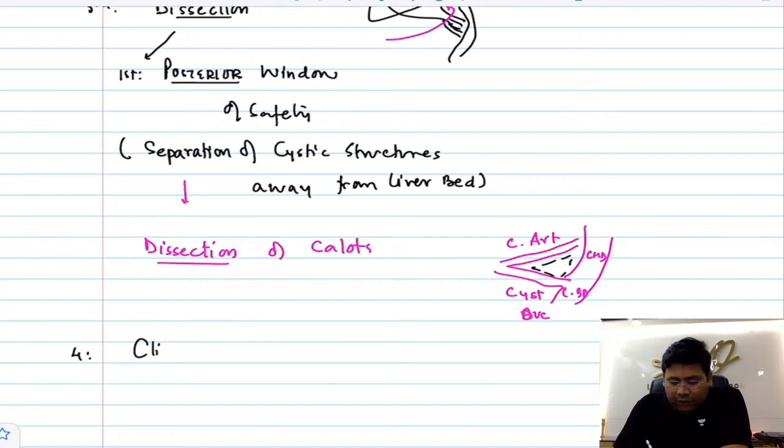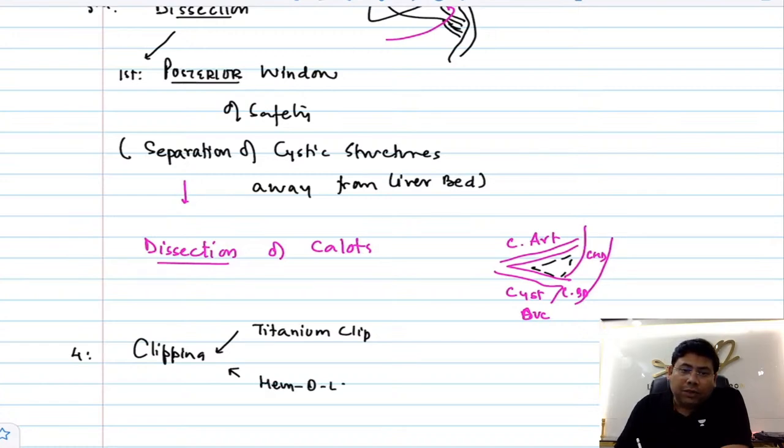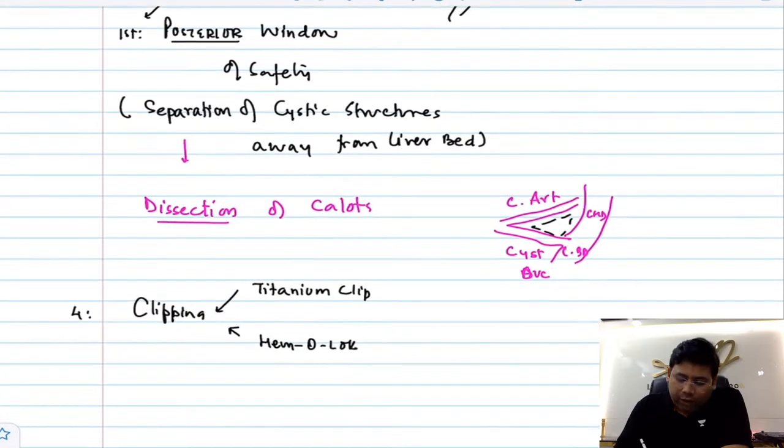So clipping of the structures. Now for clipping, you have two options. You can use the titanium clips, or you can say the hemolock. If you want to see what is hemolock, they are self-locking clips.